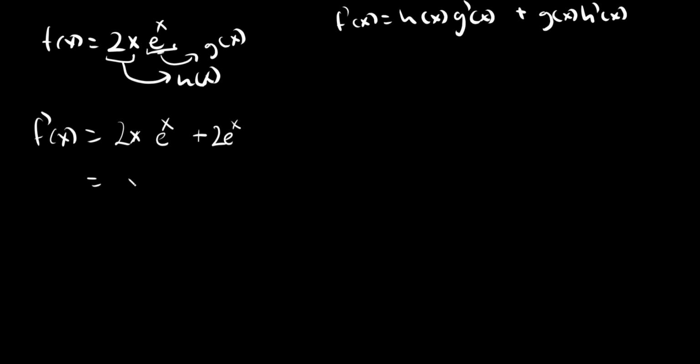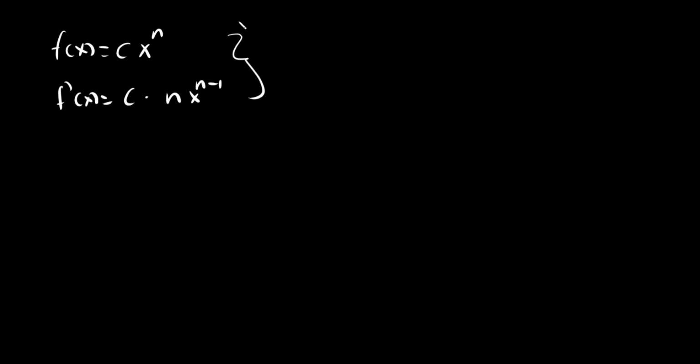So can you just simplify it right here? Plus 1. This is my answer for my derivative using the product rule. And I just want you guys to know that if I have f of x equal to c times x to the power of n, my f prime of x is going to equal c times n times x to the power of n minus 1. Okay, so this is the derivative rule that you guys should remember.